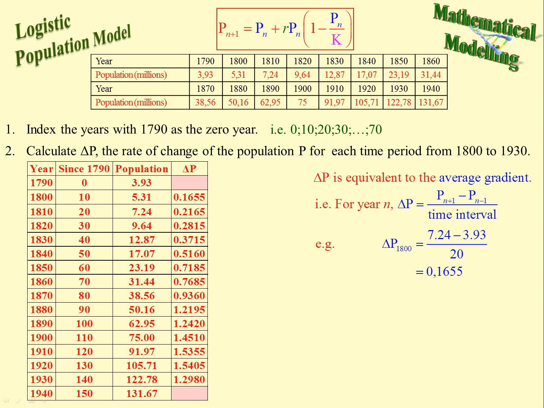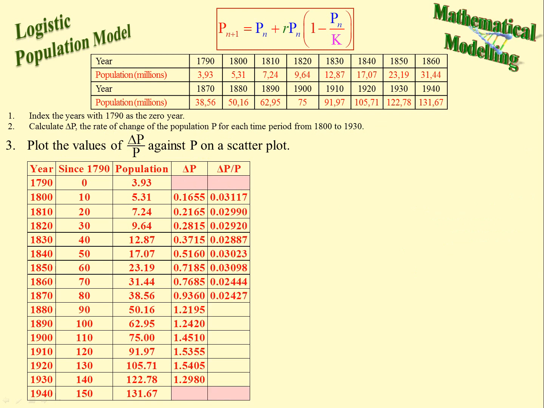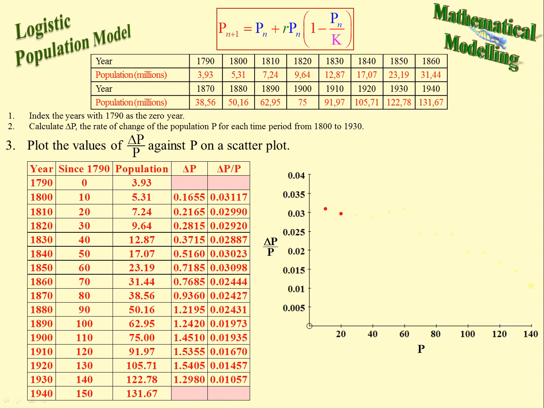Remember that we're still investigating whether this would fit a logistic model, so we're going to test delta P over P versus the time periods. Right, so plot the values of delta P over P against P on the scatter graph. So delta P over P, there we calculate it, the division. There is our scatter plot.